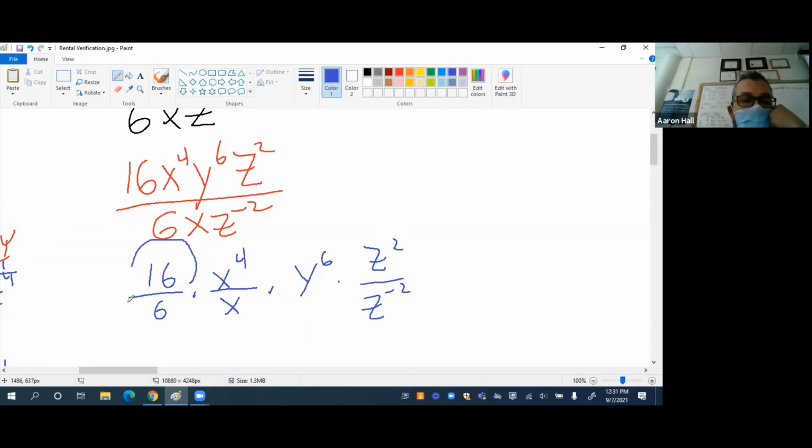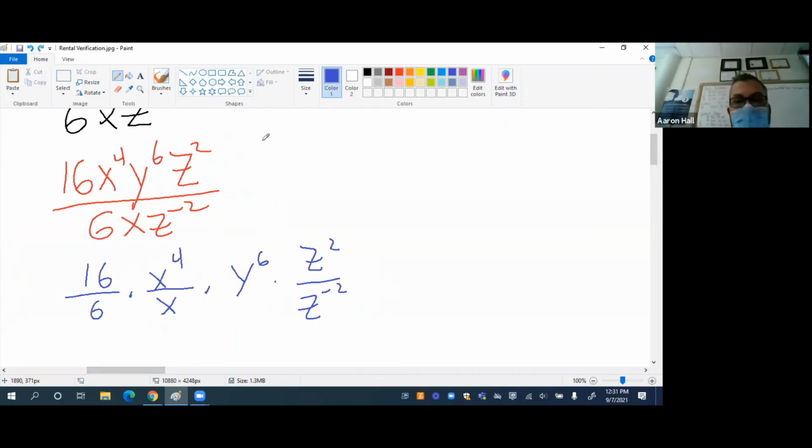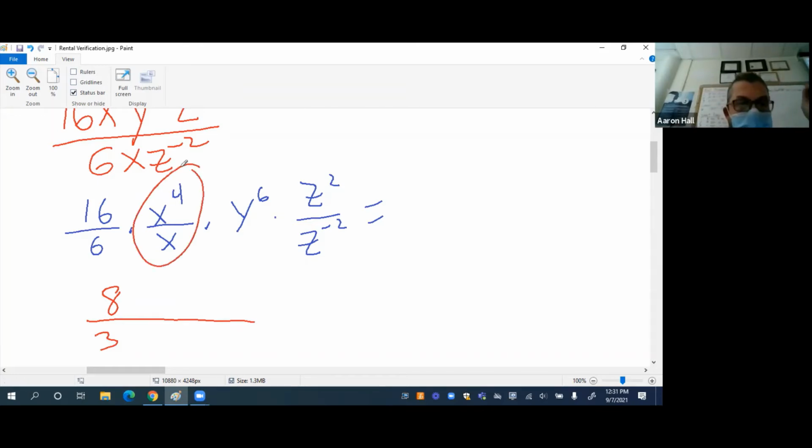Can I simplify this? Yes, to 8/3. So I'm going to move over here. I'll write it underneath. So I'm going to get 8/3. What about, let's pick on Natalie. Natalie, can I do anything with this? To the power of what?